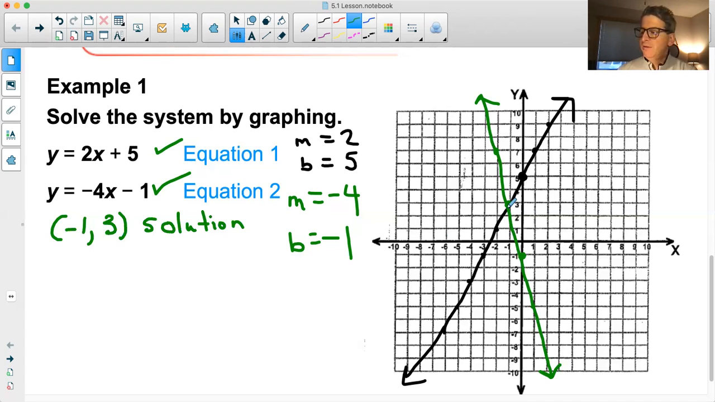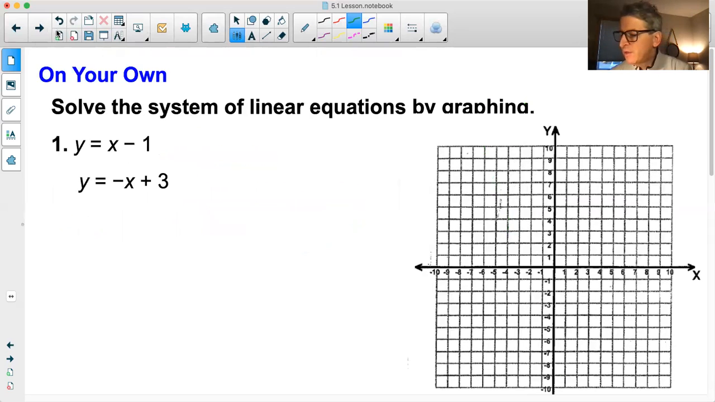Okay, we're going to go right into 3 solid examples of on your own of this. If you wanted to pause the video, you can right now and work on them. Number 1 is y equals x minus 1, y equals negative of x plus 3. Number 2 is y is equal to -5x plus 14, and y is equal to x minus 10. And number 3 is y is equal to x, and y is equal to 2x plus 1. These are excellent examples of systems and using graphing to solve.